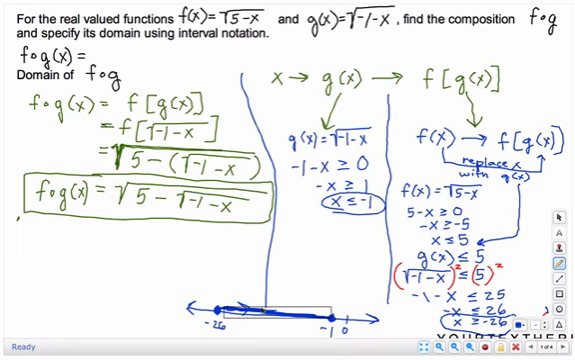So when I'm doing my interval notation, I'm going from the left, negative 26, and that is part of my solution, so I put in a bracket. And then I'm going to go all the way to a negative 1. And that is part of the solution, so I put it in a bracket. And that's a negative 26 to a negative 1.